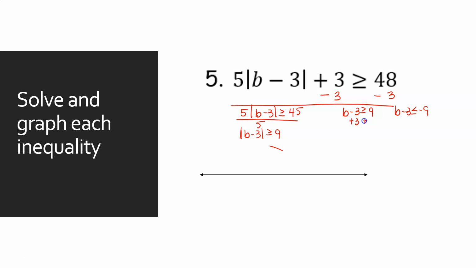I'm going to add 3. So I have b is greater than or equal to 12. And when I add 3 on this side, I have b is less than or equal to negative 6. Okay, let's see how I do here.